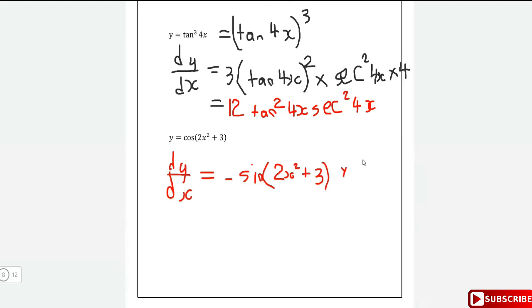And the derivative of what's in that bracket is 4x. So multiply it by 4x. So dy by dx is working out to be minus 4x times the sine of (2x squared plus 3). So it's minus 4x times the sine of (2x squared plus 3). Nice and easy. That's how we differentiate cosine.